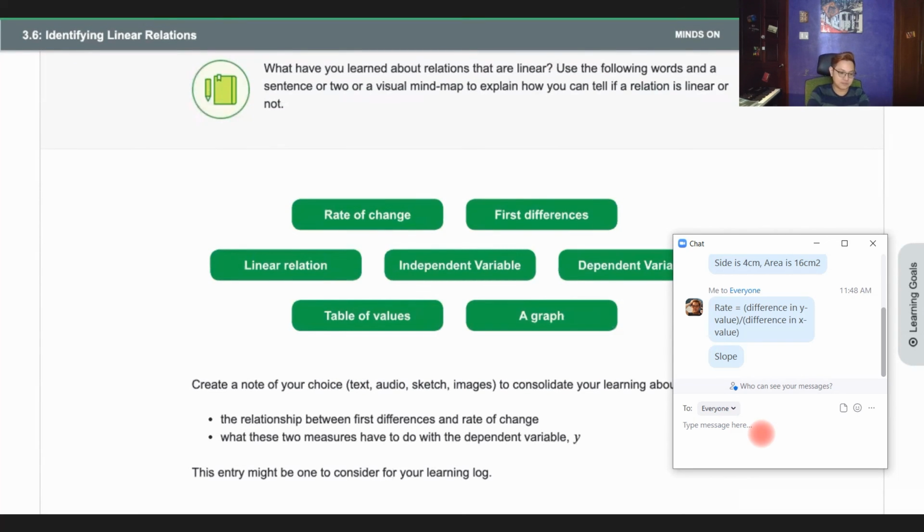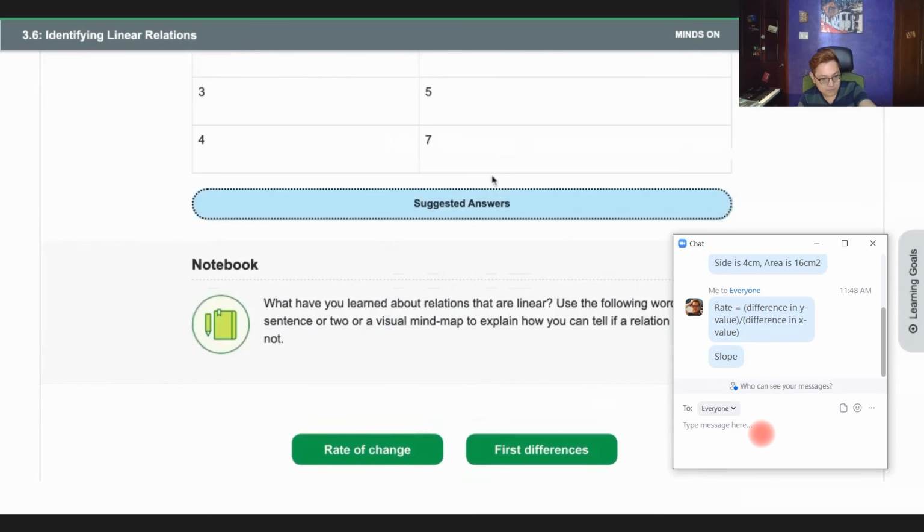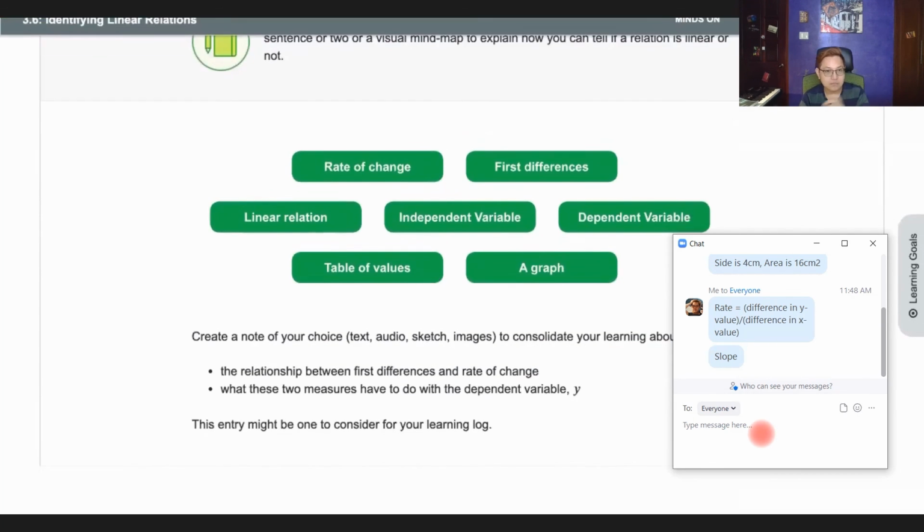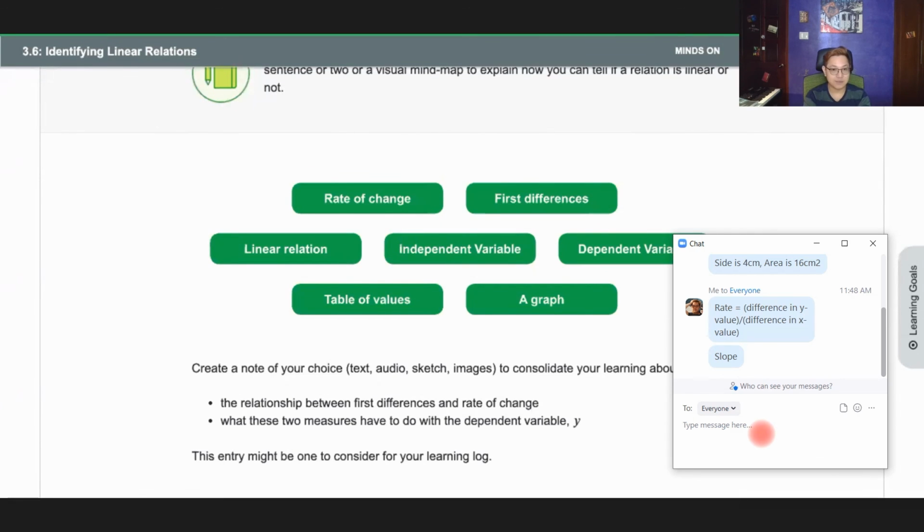So these are words that could help me to identify linear relation: rate of change, first difference, linear relation, independent variable, dependent variable, table of values, and a graph. And yeah, this is it for 3.6, Identify linear equation.